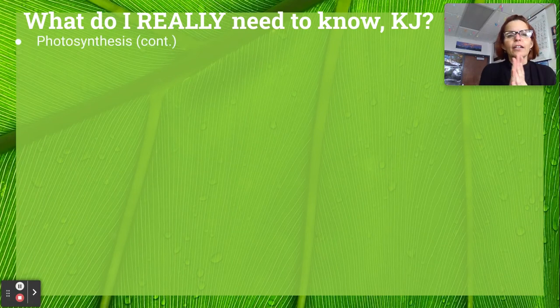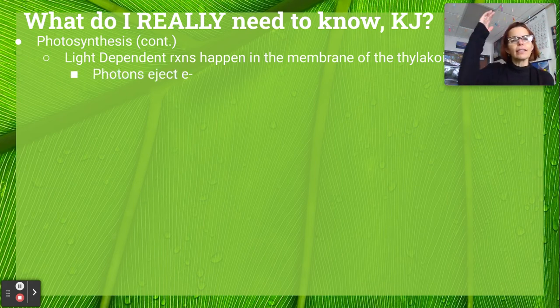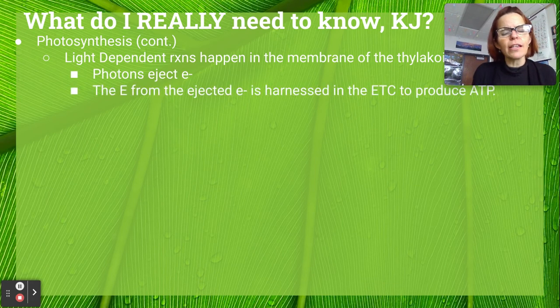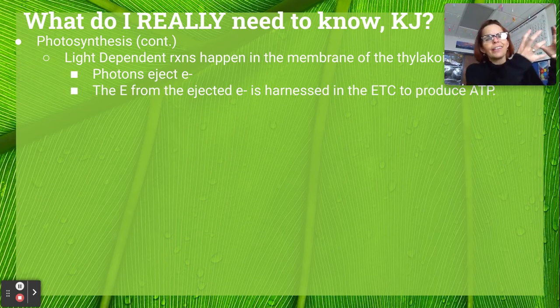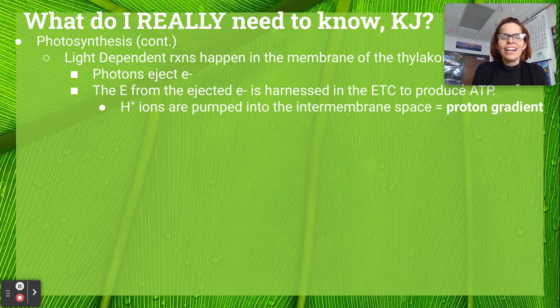All right, moving on. Photosynthesis continued. The light-dependent reactions happen in the membrane of the thylakoid. Photons lead to the ejection of the electrons. The energy from the ejected electrons is harnessed in the electron transport chain to produce ATP. Remember that analogy where the turbine was turning and making ATP? Hydrogen ions are pumped into the intermembrane space. That's called a proton gradient, an electrochemical gradient, or a proton motive force. So many things that they can call it.